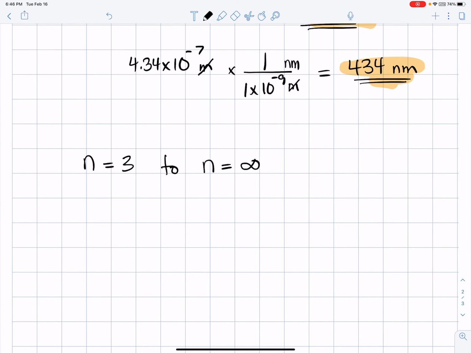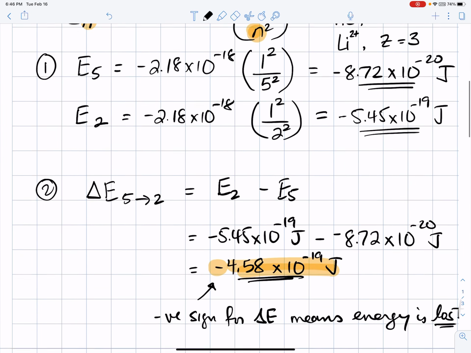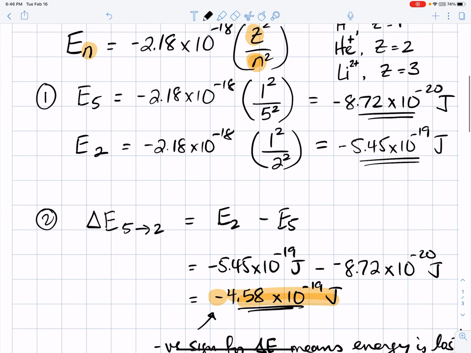Well, how would you do this? How would you calculate the wavelength of light that would let you move the electron not from a higher level to a lower level, but from a lower level to a higher level? And in this case, the higher level is infinity. Well, the answer is the same way we did these. You would start by calculating the energy for level 3 and for level infinity. So step 1 would look the same thing. Find E3 and find E infinity. Now, E infinity is a bit tricky, but we'll come back to that.